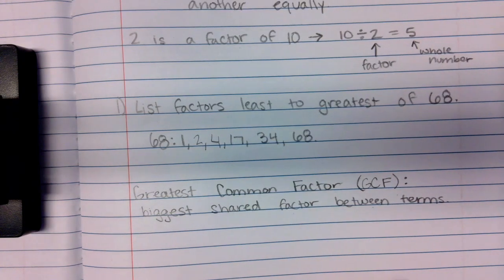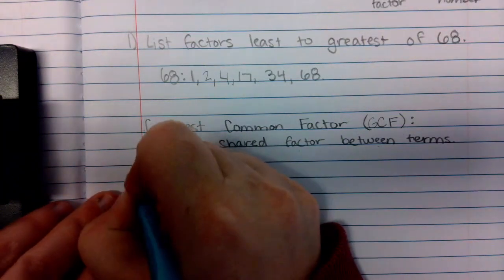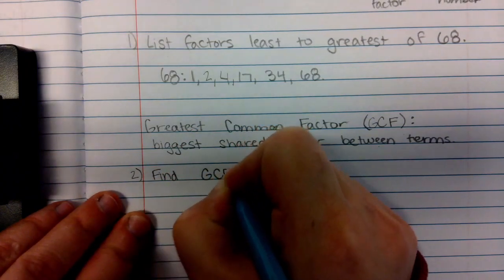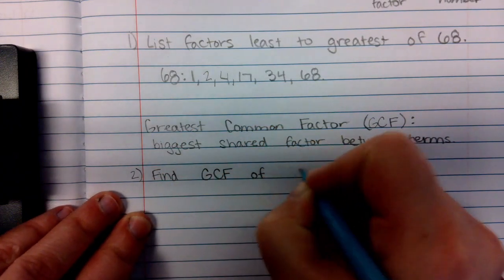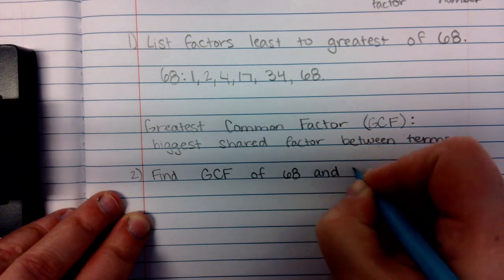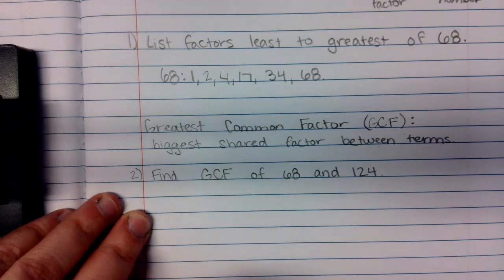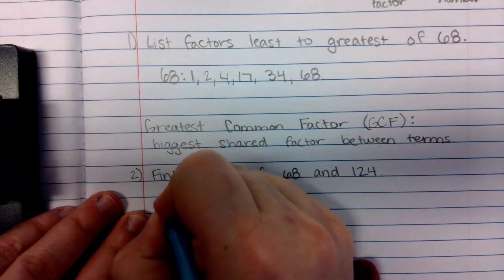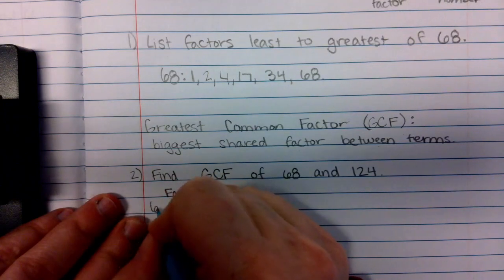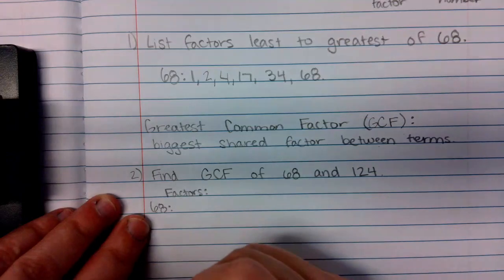Okay? So we're going to start by finding, just example number 2, we're going to find the GCF of 68 and 124. So there's going to be 3 steps here. First thing we're going to do is we're going to list out the factors of those numbers. We'll start with 68. We already did 68, so that makes it easy. We have 1, 2, 4, 17, 34, and 68.